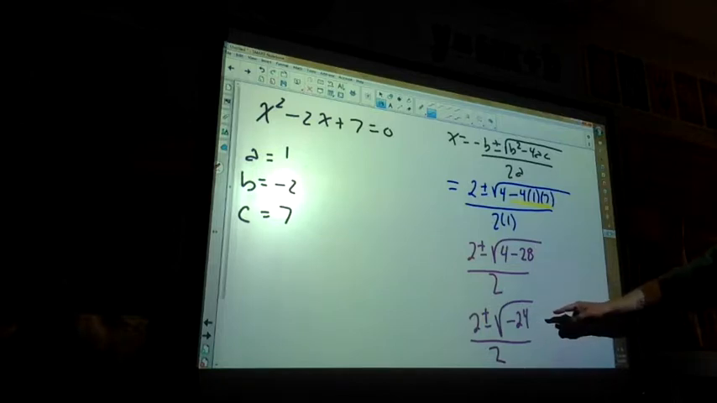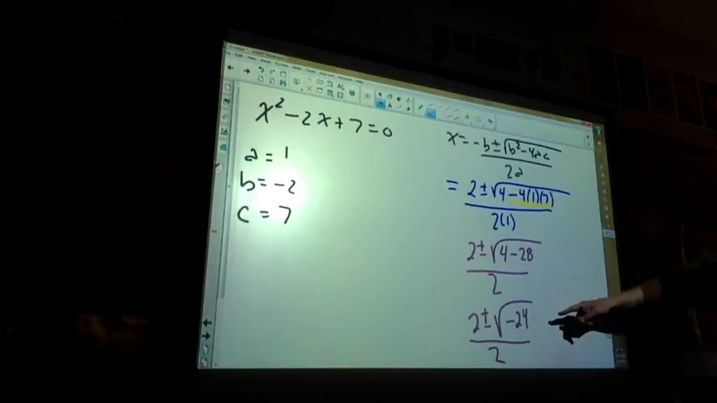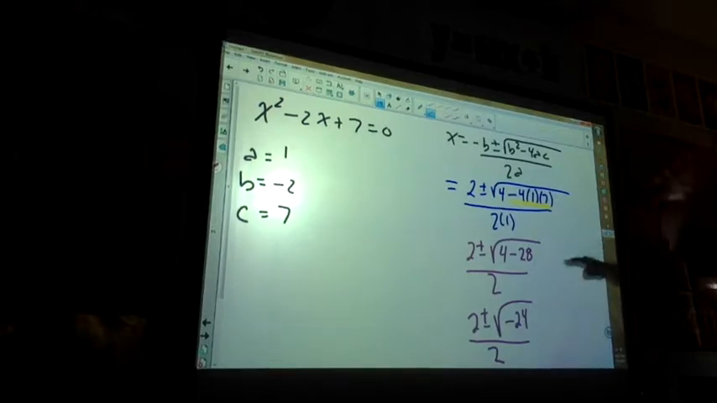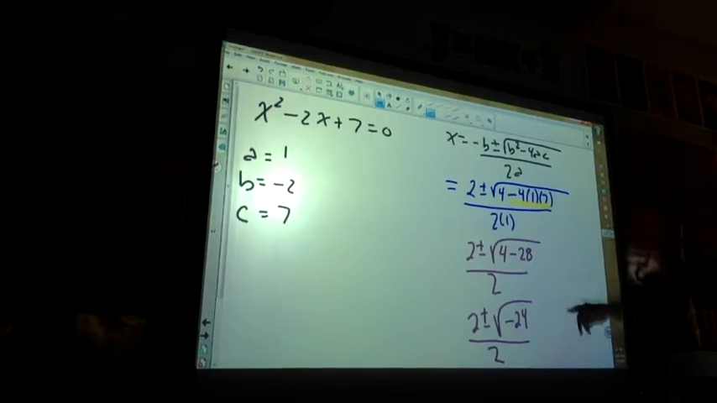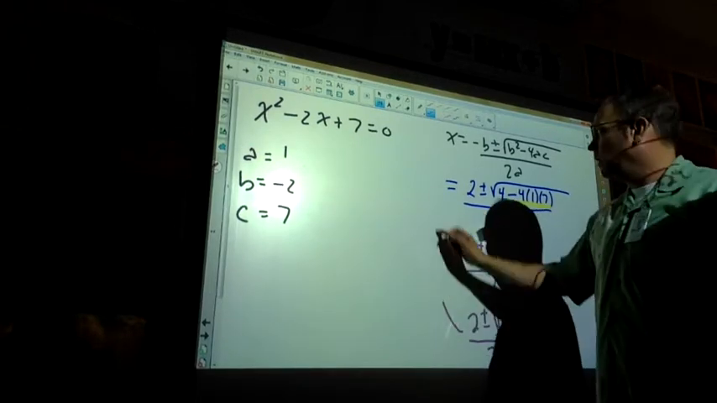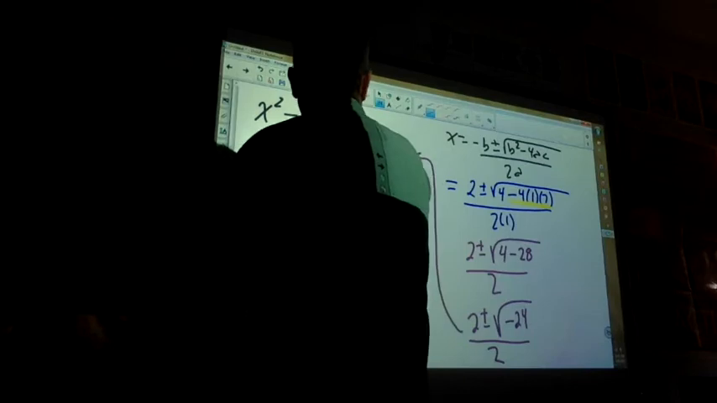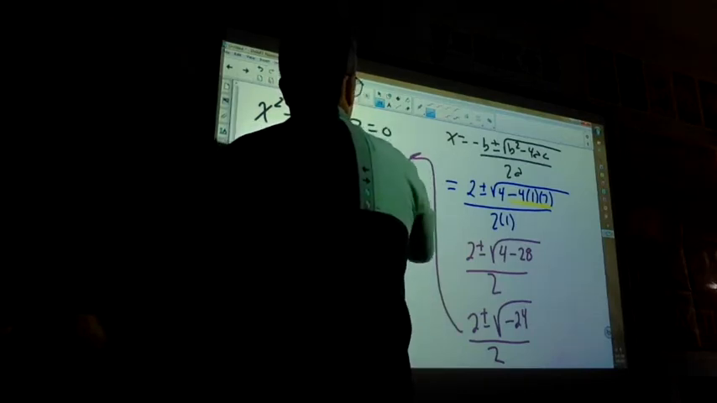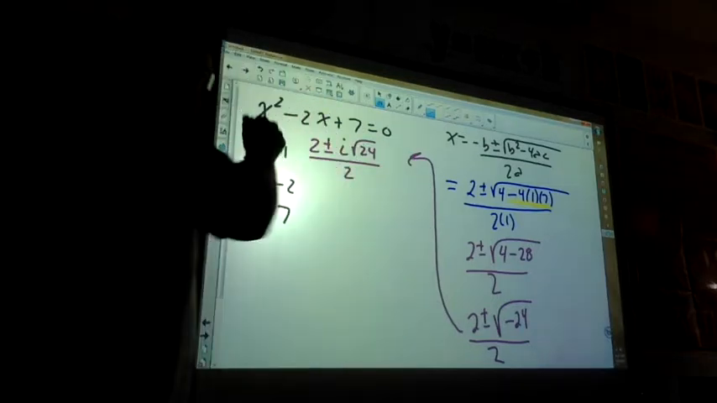This answer will not cross the x-axis. This is not a real solution, real referring to the real number system. This is part of the imaginary. So at this point, you need to realize and recognize this can be written with an i.